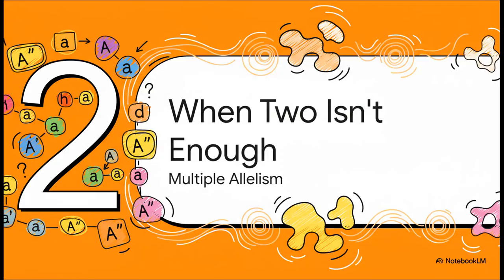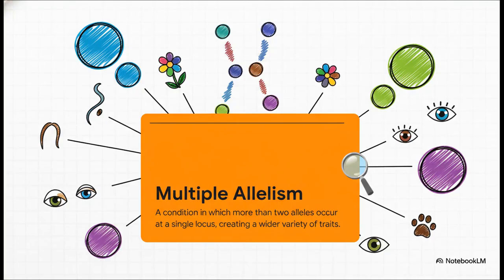Okay, so far we've been talking about genes that just have two versions, like a big A and a little a. But what if a gene had more options on the table? This is where genetics really starts to open up. This whole idea is called multiple allelism. It's pretty simple, but super powerful.